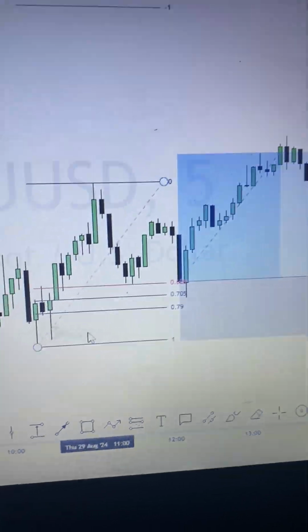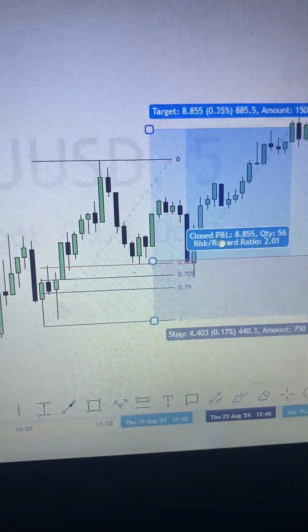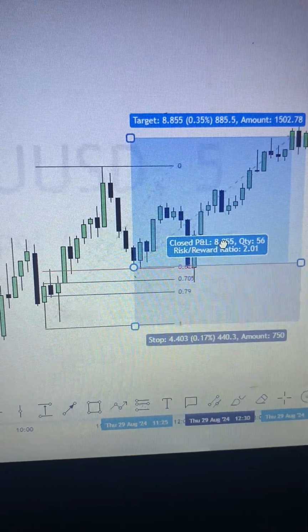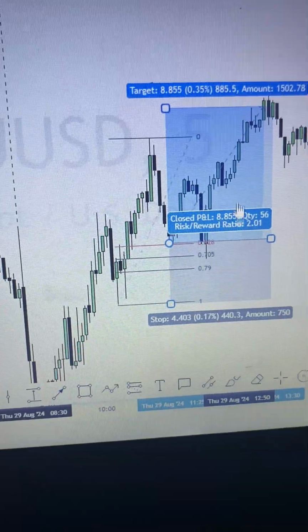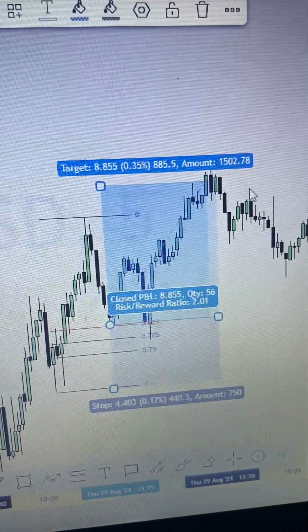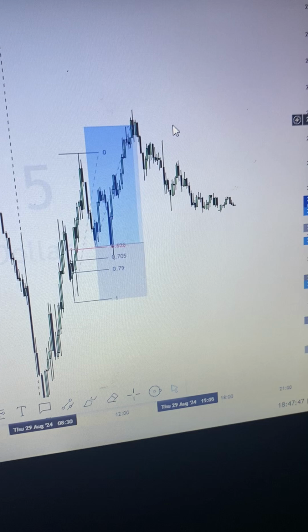And then it gives you an entry there or here, something like this, with a risk to reward of 1:2. Then you're going to hit your take profit very precisely. And this was today's price action, as you saw there. So that's how you trade the OTE model.